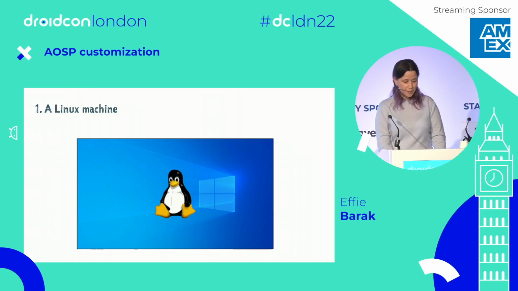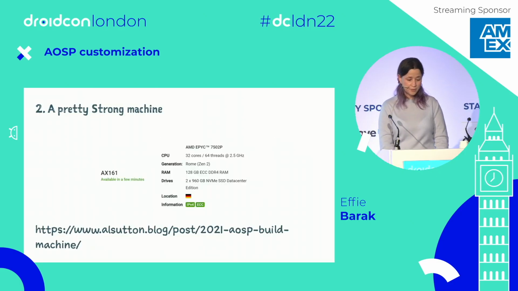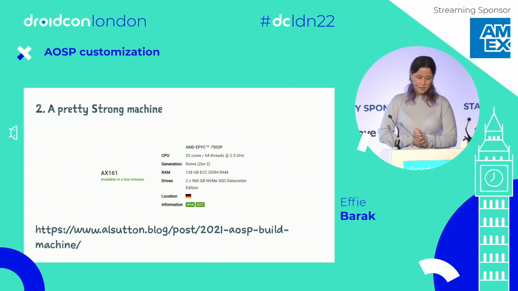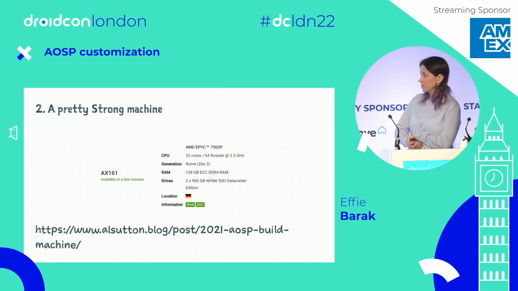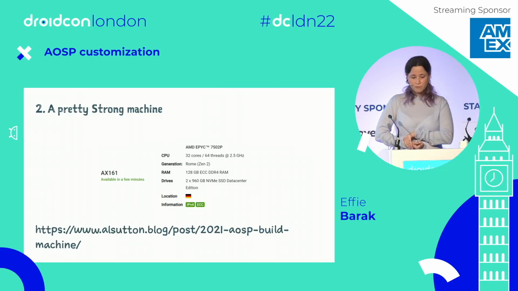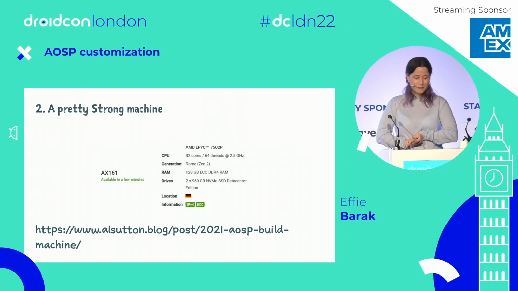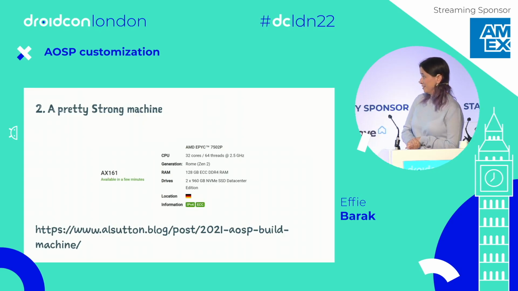So if you are in the business of getting a Linux machine, a very good option is to build your own server. A very good alternative is to just get a dedicated server. The reason is that this machine needs to be pretty powerful. It is a lot of code to build. For example, going back to WSL on Windows, which was my very sad laptop, it took about 7 hours to build AOSP. That's kind of a lot. So you really want a strong machine.